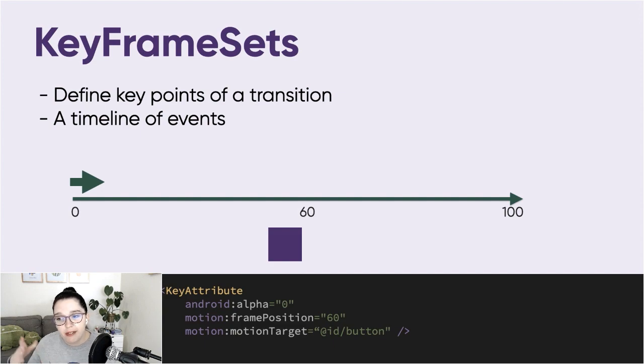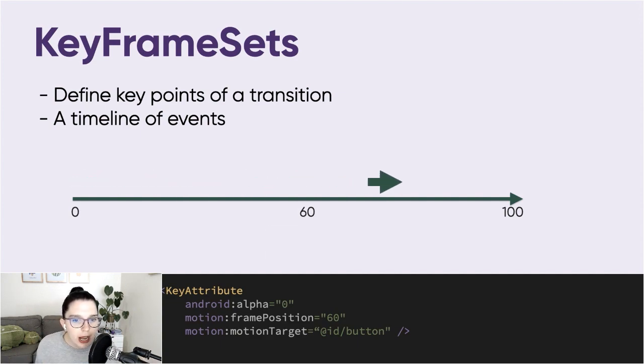So I might have in my start and end constraints set the alpha starts off as fully visible, and at 100, or at the resting state, the end state, it is set to fully invisible. But in my animation, I actually want that transition to finish a bit earlier. So at 60%, I want it to be fully invisible. So this is how this transition would go. It would go from 0 to 100, and at 60% of this animation, the button would already be fully invisible.